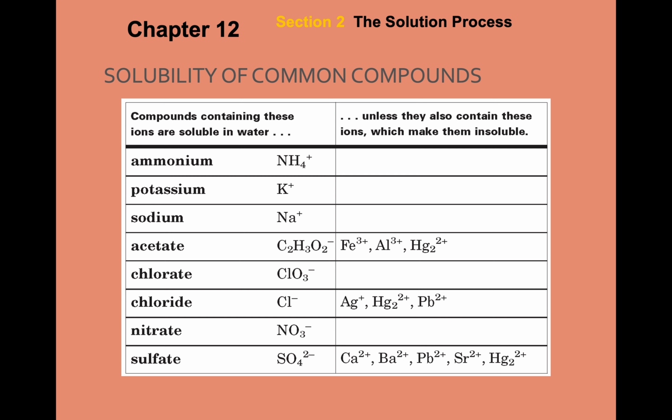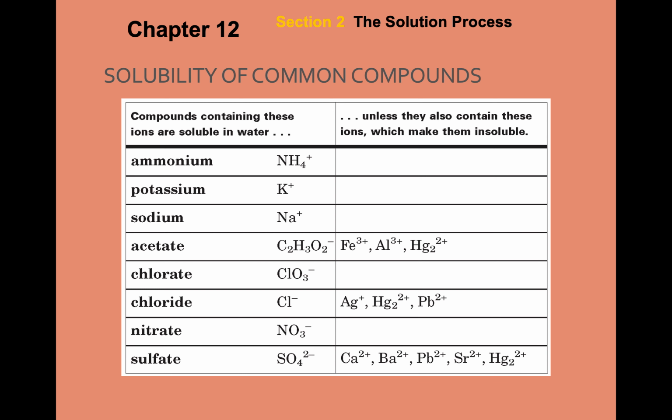If we look at this chart, it says that compounds containing the things on the left are soluble in water unless they contain a certain ion on the right. So for instance, all compounds containing NH4, so ammonium, are soluble in water. No exceptions, all of them.